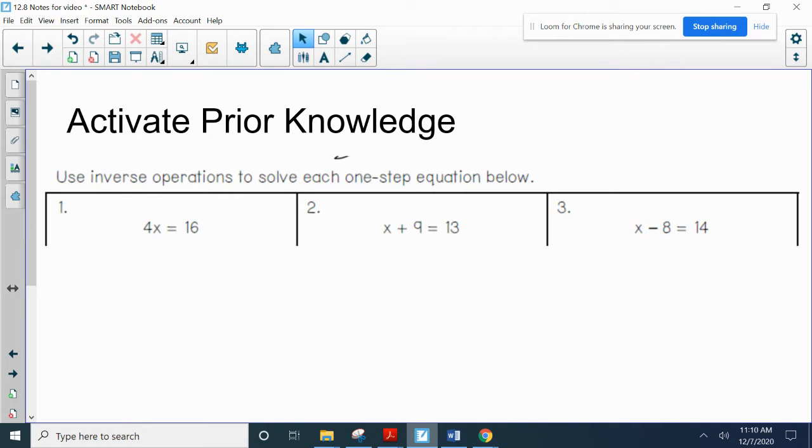If you printed the guided notes, you can put this activation of prior knowledge at the top. If you're taking notes, you can just do this as your first thing. So this is our prior knowledge activator. I want you to use your inverse operations to solve each one-step equation below. Go ahead and pause this, work out these 3 problems, and then unpause it.